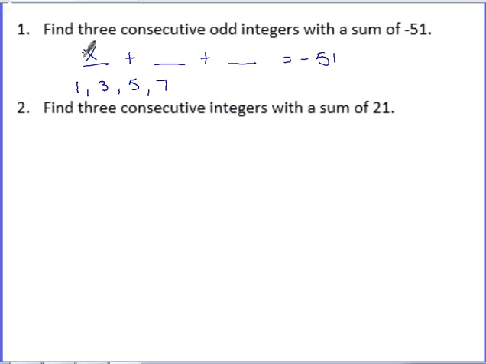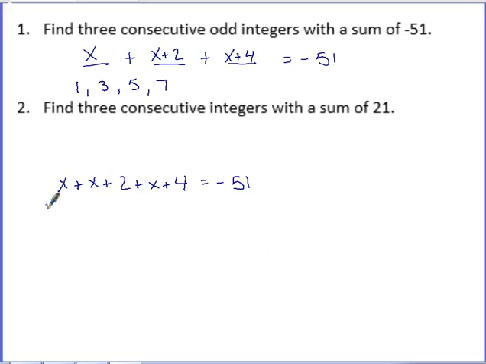So if this is my first odd integer, the next consecutive one is going to be x plus 2. All right. Then the next consecutive integer after that would be x plus 4, because I have to add 2 more every time to get the next integer. Now this is an equation that we can solve. All right, I'm going to come down here so I have more room, but I have x plus 2 plus x plus 4, and that is equal to negative 51.